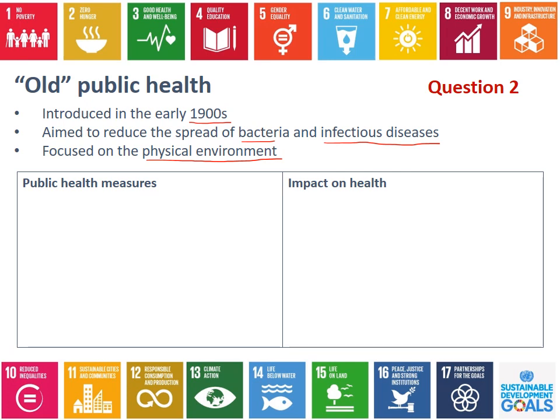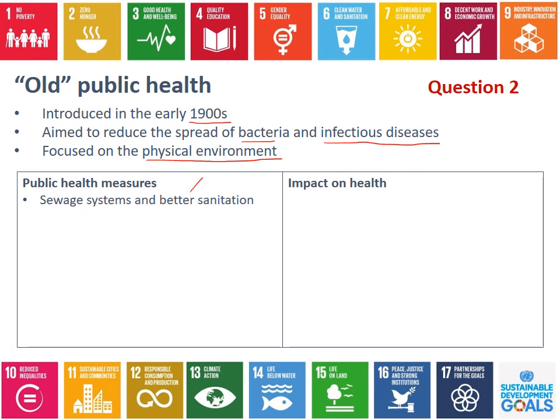So that could have been public spaces like the streets and buildings, but also on things like housing and work environments. I'm just going to go through the different measures that were brought in and then how they impacted on health. So one of the first things that came in was improving sewage systems and better sanitation.